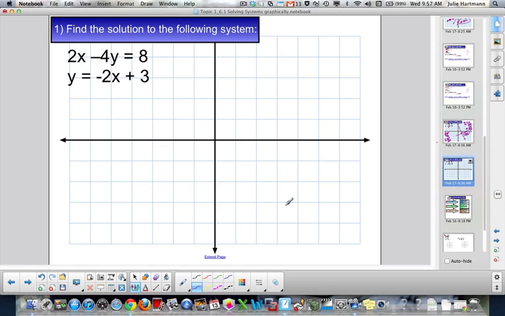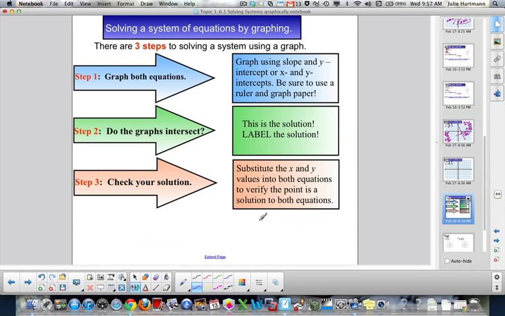All right, that is repeated. Okay, so just to review, 3 steps to solving a system using graph. You graph both equations. You can graph using the slope and y-intercept or x and y-intercepts. Easiest to use a ruler and graph paper.